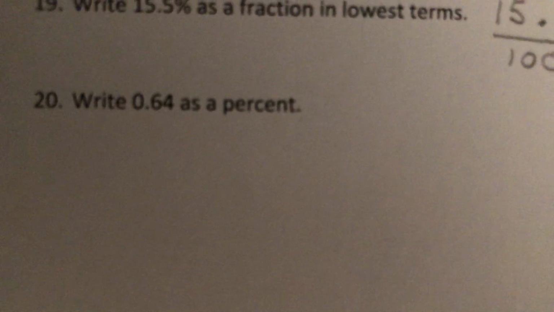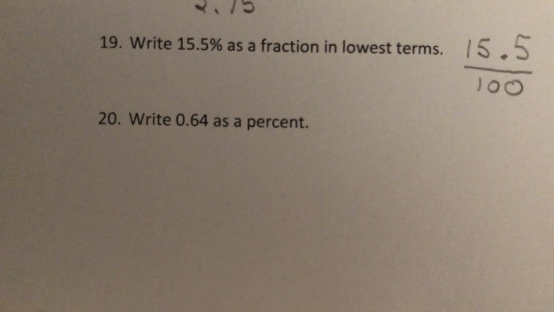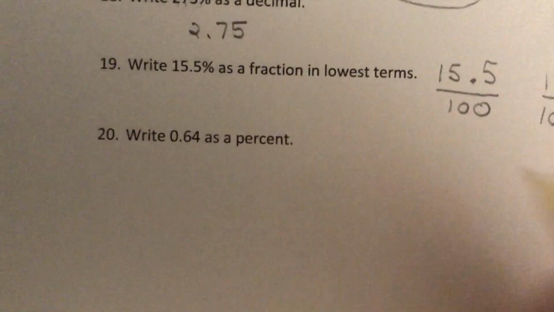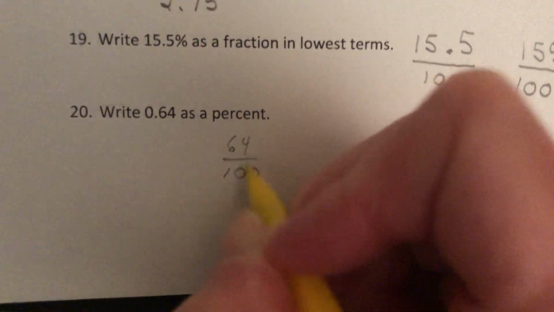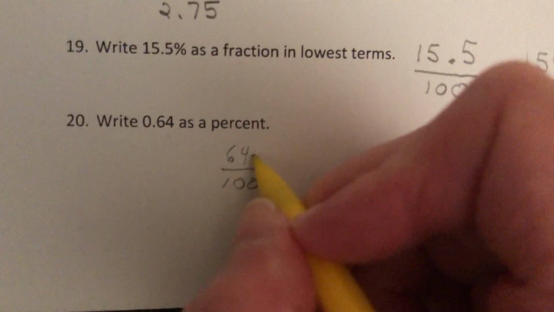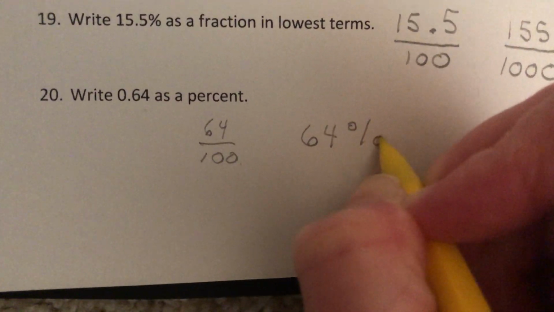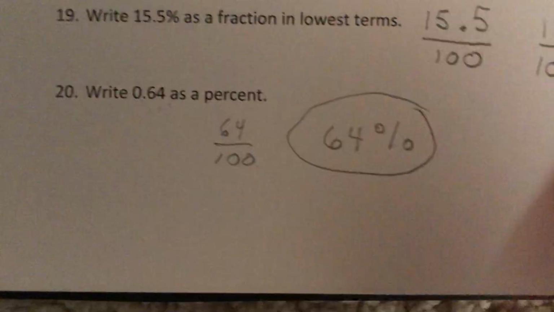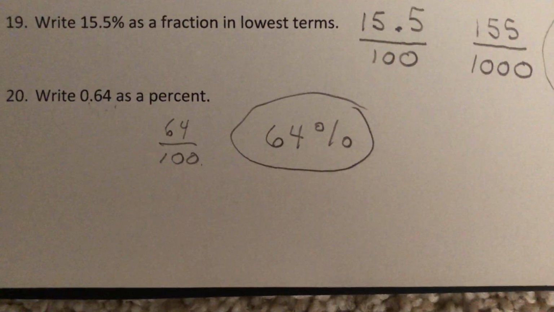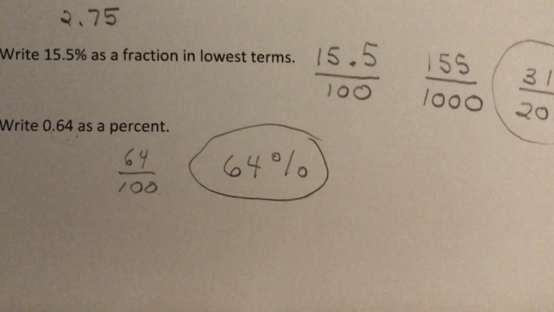Write 0.64 as a percent. Now, this is also read as 64 hundredths. Well, this is 64 per 100, or 64%. So the shortcut is just to move the decimal 2 places to the right when converting a decimal into a percent. Okay, moving on to page 3.